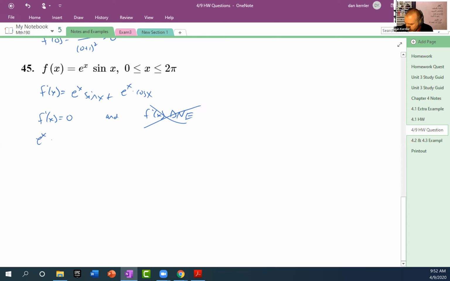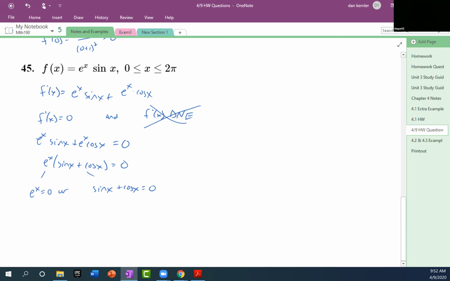But it should be equal to 0 on a couple of occasions. And so here's how we're going to do it. We're going to set this equation equal to 0. Let's set this expression equal to 0. There's an e to the x we can factor out. So there's two possibilities there. Either e to the x is equal to 0, or sine of x plus cosine of x is equal to 0.